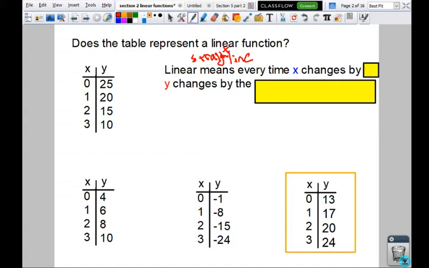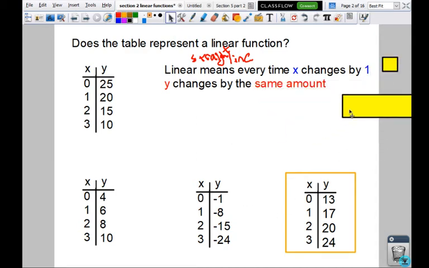So, if I'm going to look at a table, what that means is every time x changes by 1, y changes by the same amount. So if it's a straight line, every time x on my table here, I've got my x on the left, y on the right, every time x changes by 1, y is going to change by the same amount. So we're going to look at some of these and see if they are linear or not.